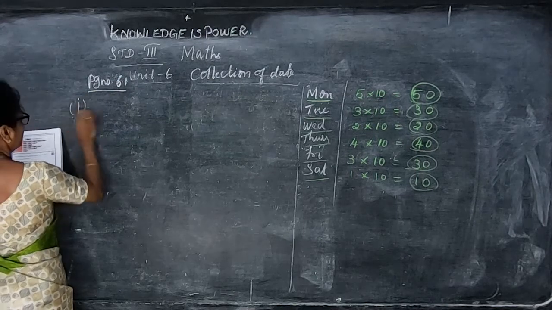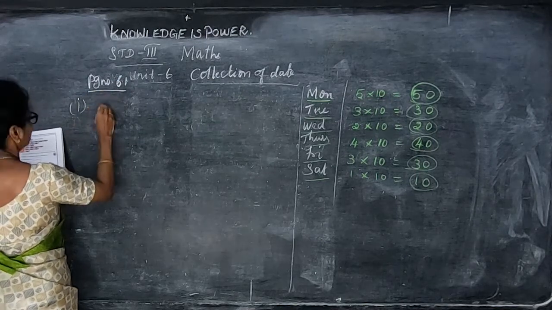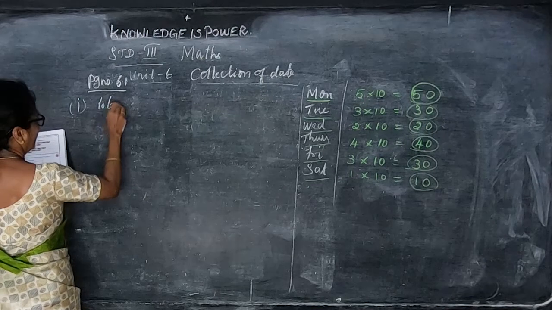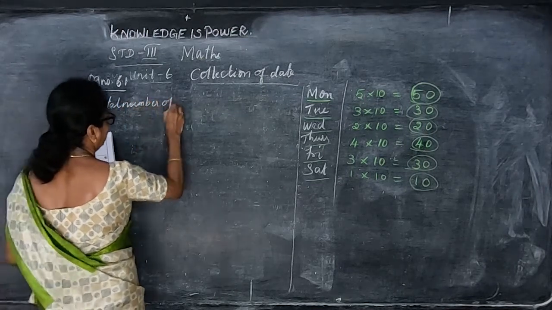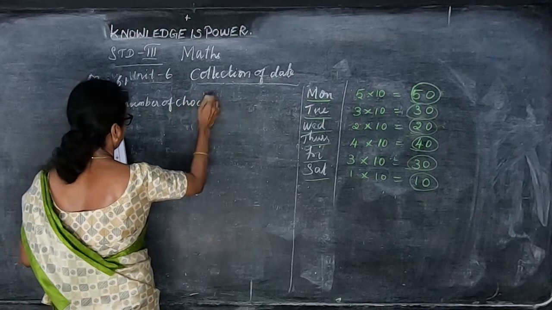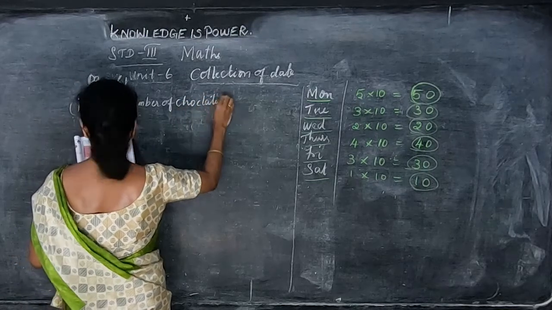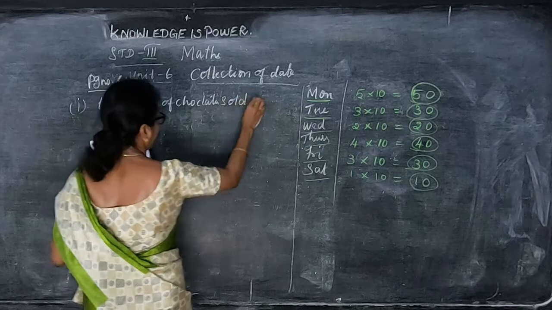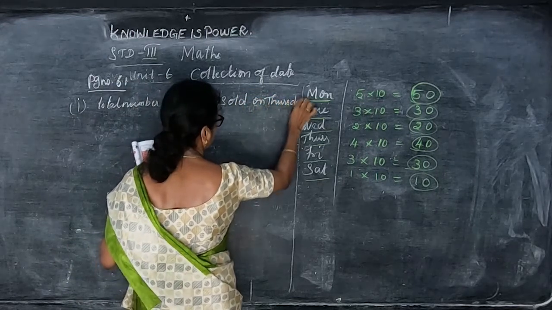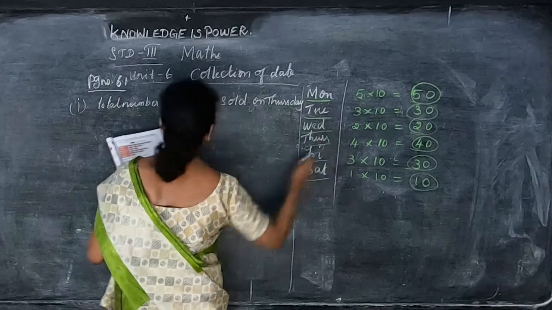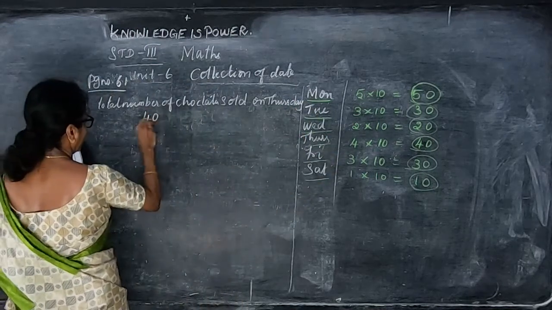First one, total number of chocolates sold on Thursday. So Thursday how many chocolates are there? Thursday 40 chocolates. So you write 40.